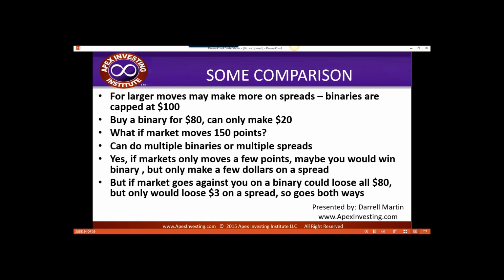Oh man. Okay, granted. But what if the market goes against you on a binary? What if it went against you 3 ticks against your strike? You bought a binary for 80 bucks. You could lose the whole 80 bucks, but you only lost $3 on a spread. So it goes both ways. You have to realize that, right? It goes both ways. You can't just look at it as the times you remember that you would have won certain money on a binary. You also have to look at it as, well, also what did you lose? So it goes both ways.